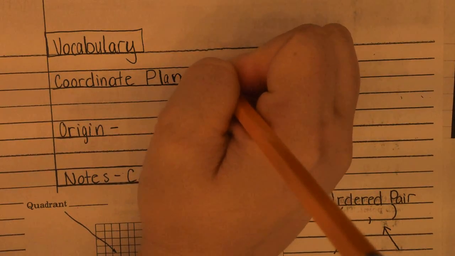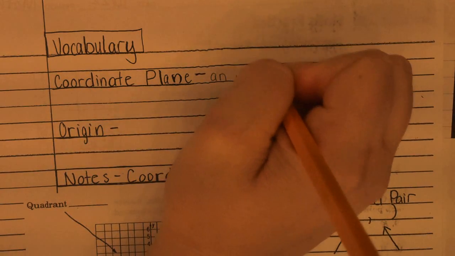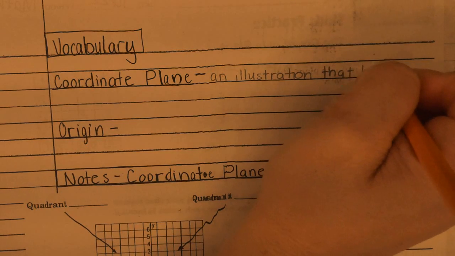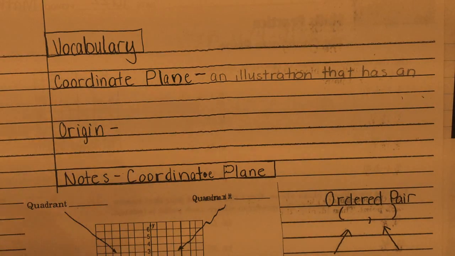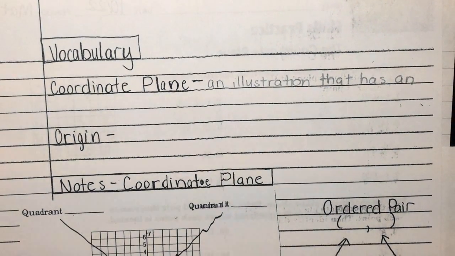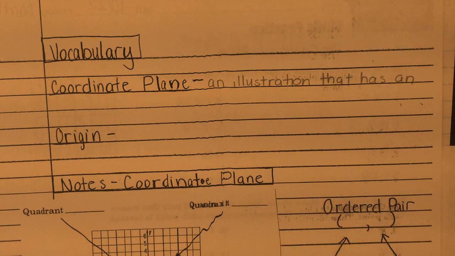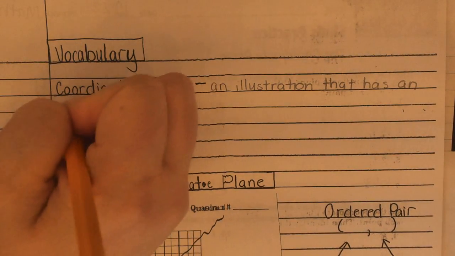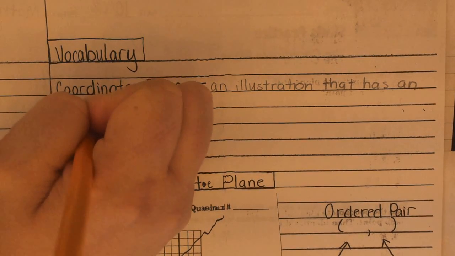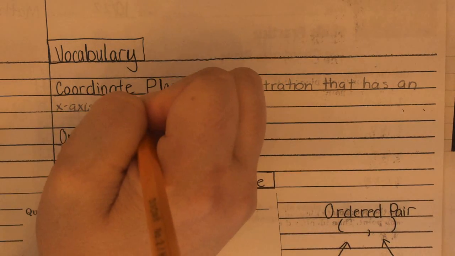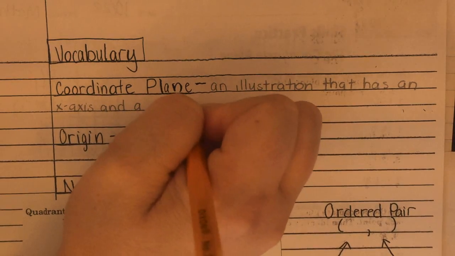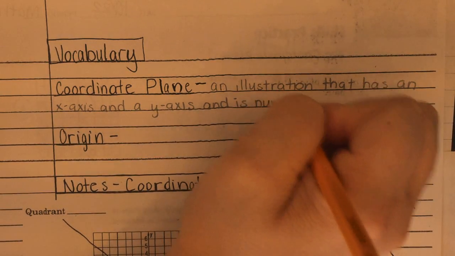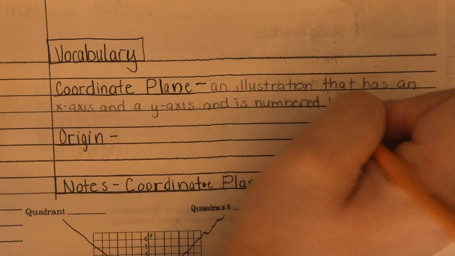All right, so a coordinate plane is an illustration that has an x-axis, and we're going to talk about what an x-axis is in just a minute, and a y-axis, and is numbered by integers.